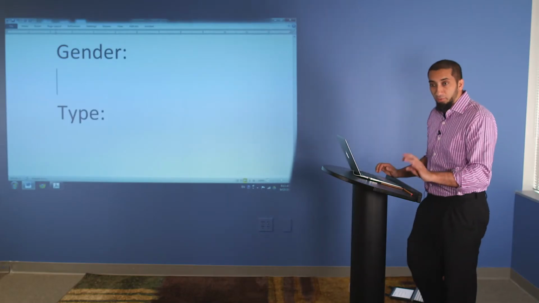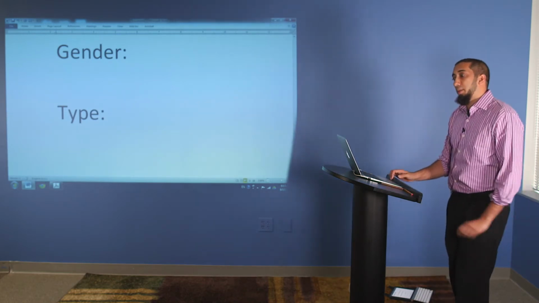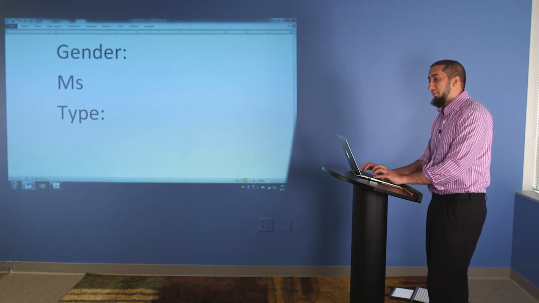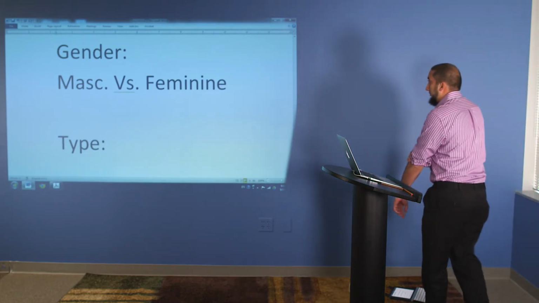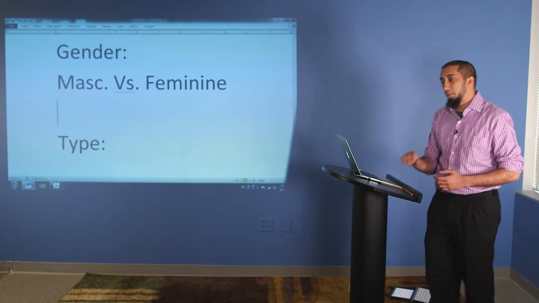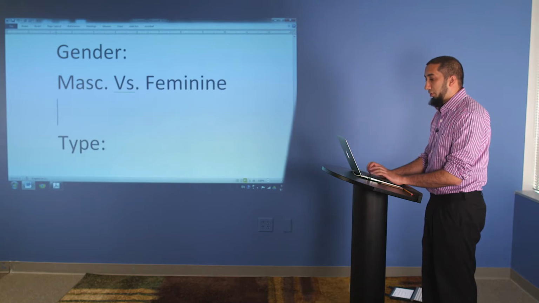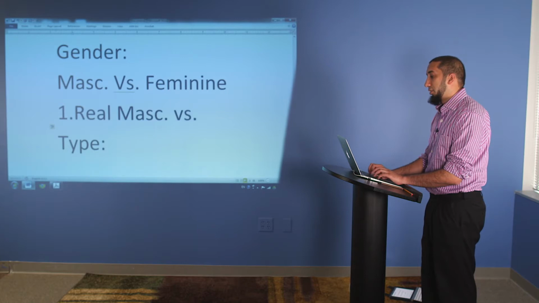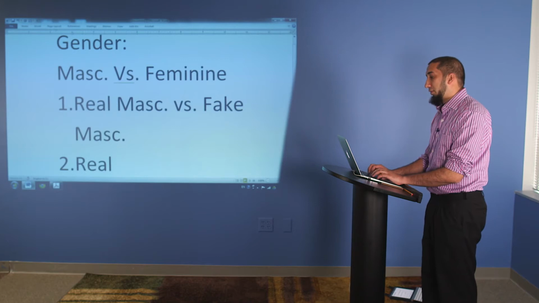We're studying gender now. We've done status and we've also done number and the 6 kinds of plurals, right? Now gender is basically masculine versus feminine. I'm going to give you more comprehensive notes than I gave originally, okay? When we study masculine versus feminine, I'll break it up. The first thing we're going to say is there is real masculine versus fake masculine, and just like that, there is real feminine versus fake feminine.